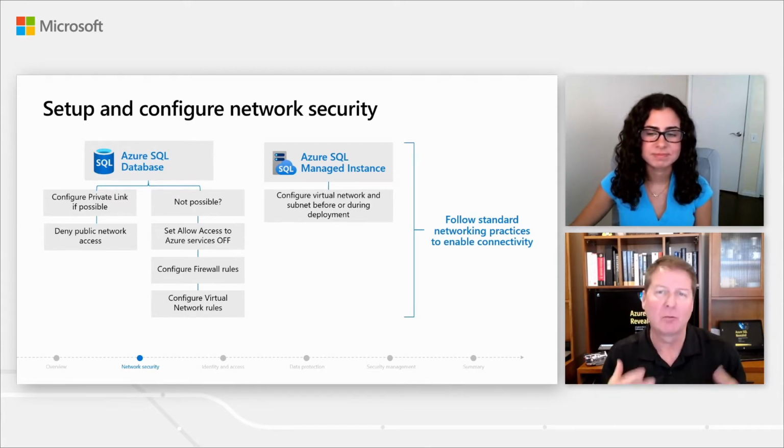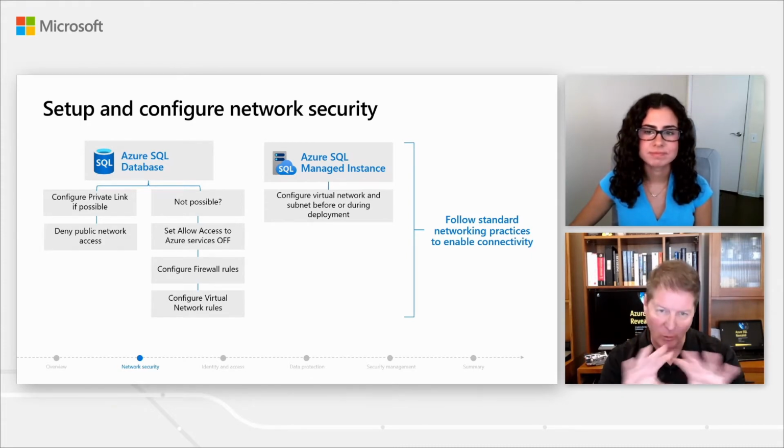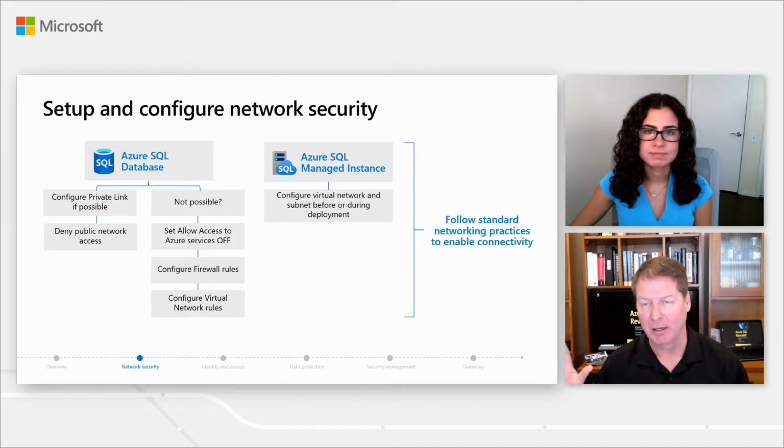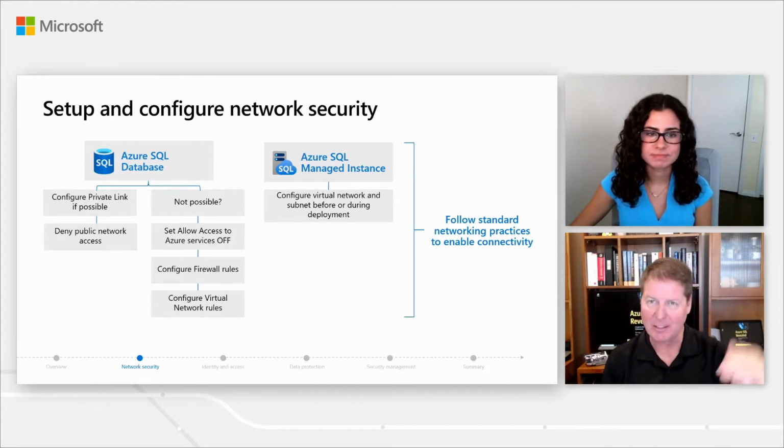What if that's not possible? What is the reason why you couldn't use private link? What should you do? Well, even though allow access to Azure services is an easy way to get started, we recommend turning that off. You're avoiding giving complete access to everybody inside Azure to get access to your server. And then what you might consider doing is configuring your firewall rules and/or your virtual network rules. So try private link; if not possible, turn off allow access to Azure services in a production environment and go with firewall or virtual network rules.